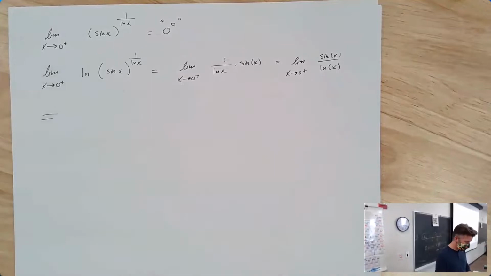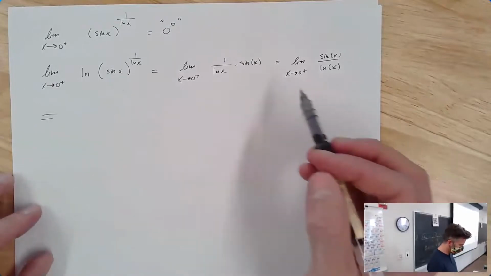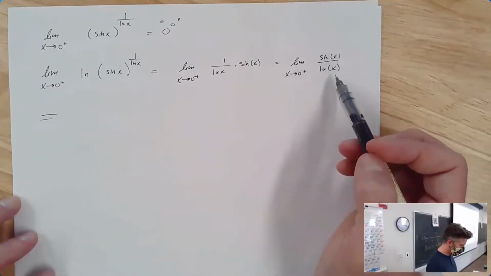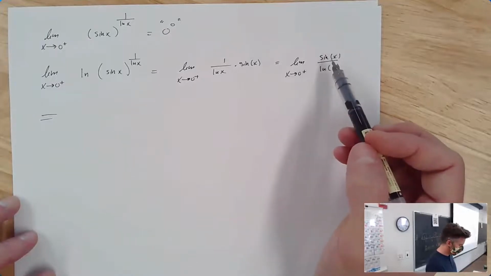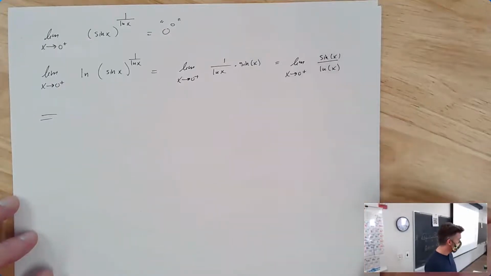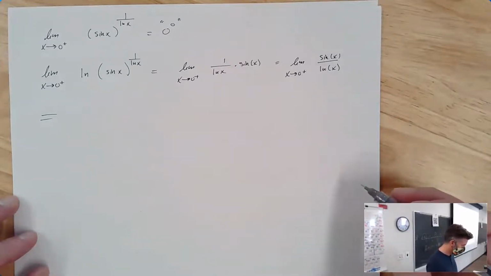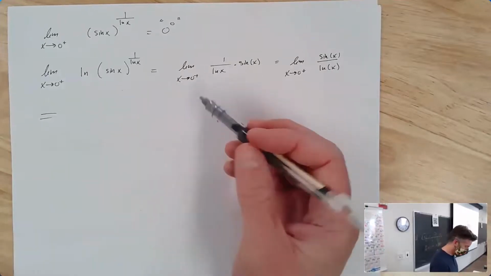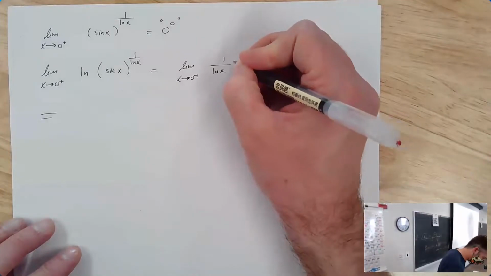Actually, can we use L'Hopital's rule? Feels like we should be able to, but I feel like it's kind of funky. Sine's going to 0. Oh, I made a mistake. What did I do? Right, I lost the natural log on my sine function.